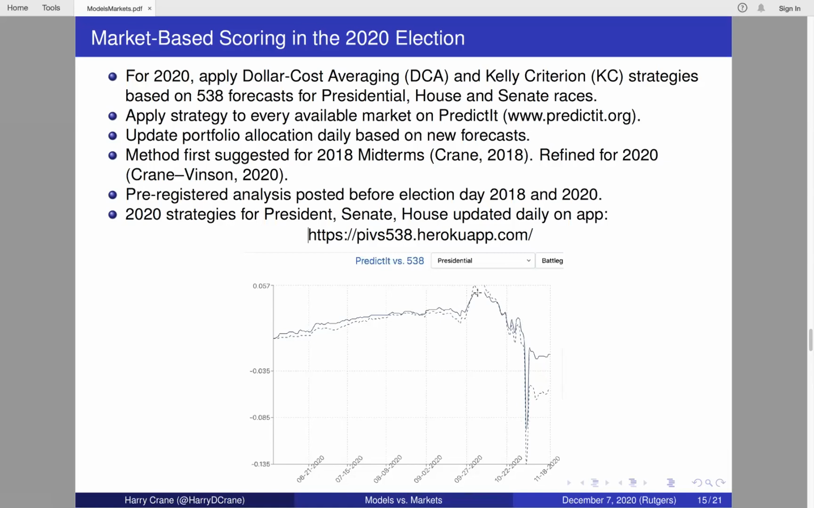So basically, 538 seemed to maybe have an advantage in aggregating information before the election, but they weren't necessarily, as we'll see, more accurate or better performing according to these metrics, and actually in terms of making money. So we applied these dollar cost averaging and Kelly strategies. We did it to all markets available for House, Senate, and President, and we updated the portfolio allocation every day.